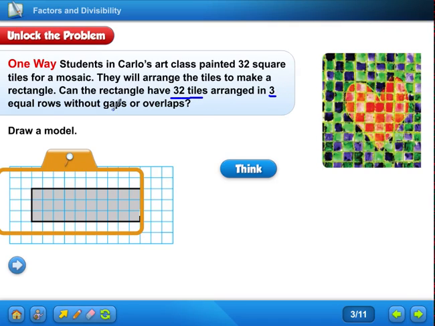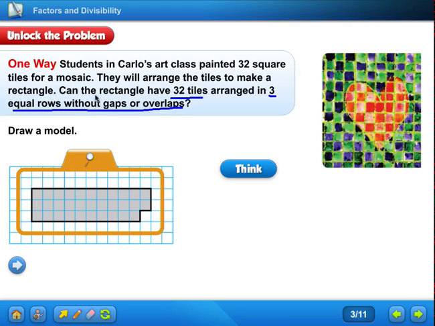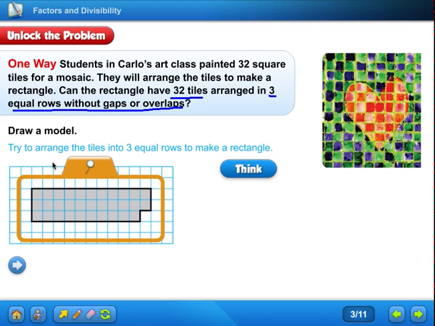And we need to get to 32 in 3 equal rows. So I have 30, 31, 32. Well, does it have a gap? It sure does, right there. So when you were doing it, you should try to arrange the tiles into 3 equal rows to make a rectangle. We did that, but guess what? There's a little gap there, yes?